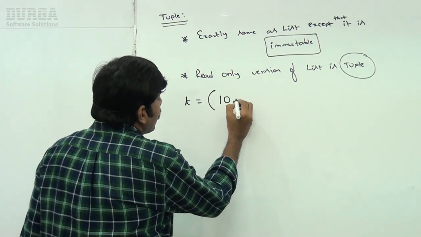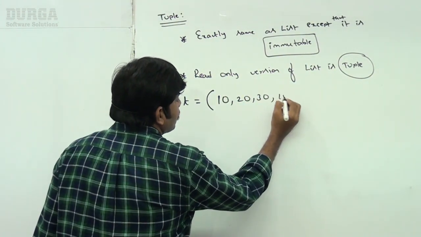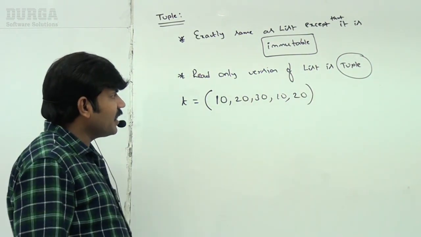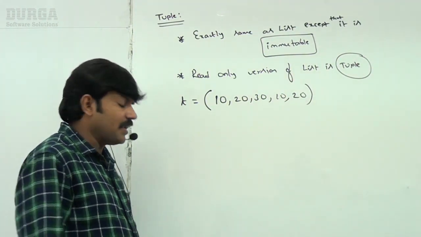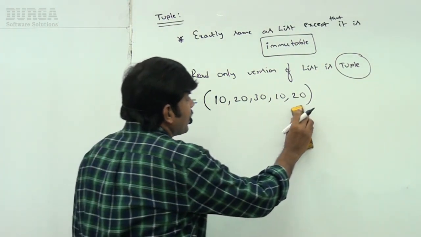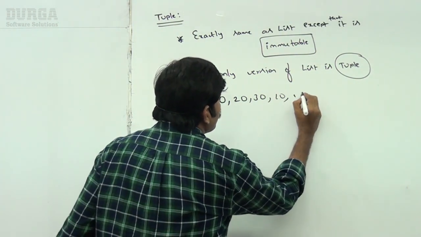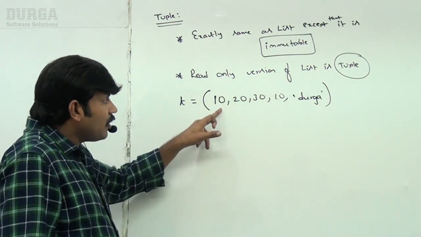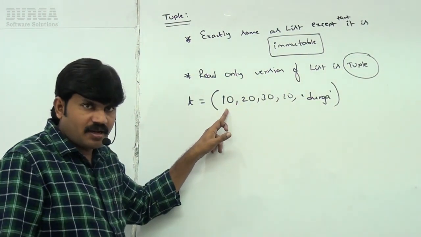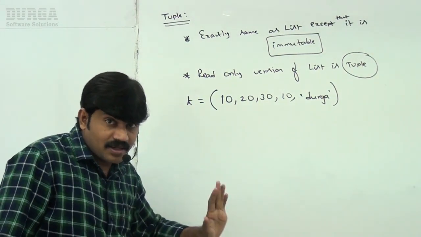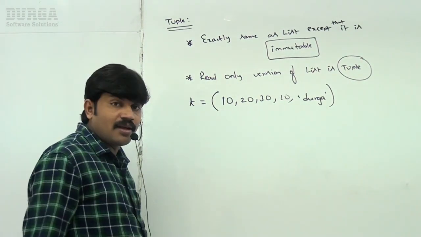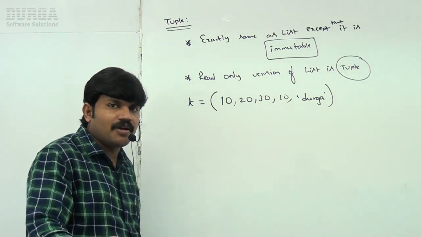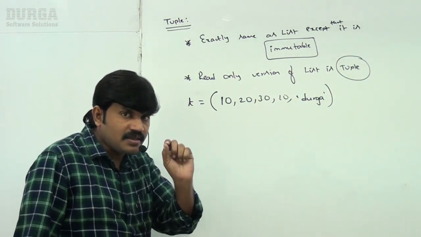For example, 10, 20, 30, 10, 20, like this. Or even let me take heterogeneous elements also. No issue at all, heterogeneous elements are possible. Duplicates are allowed. Order is important, order will be preserved. Heterogeneous elements are allowed. All the properties are the same, but you can't perform any modification. That is the only difference.